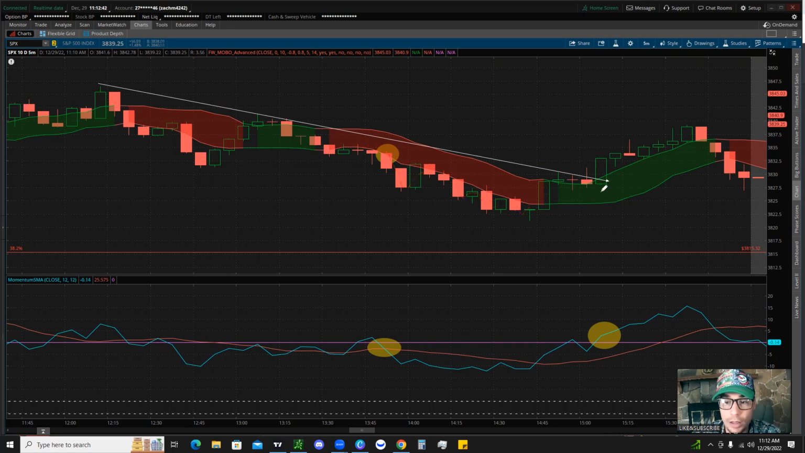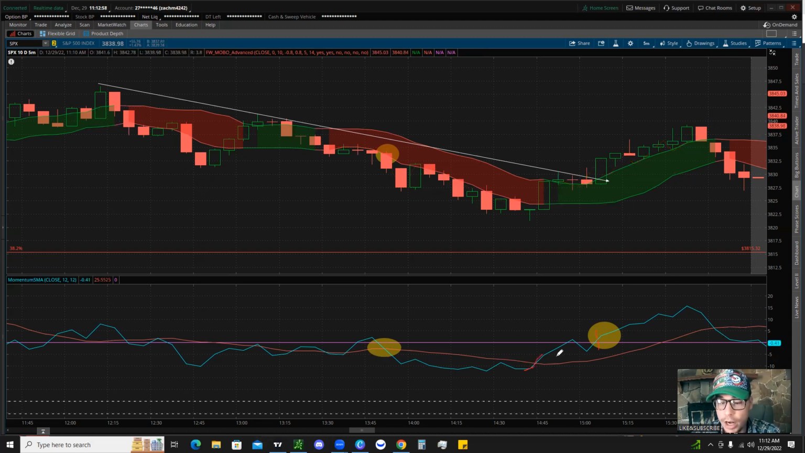Now, it works the same way on the other side. Notice how when we're green here, we're holding the green bands here, the green clouds, as support. So just as on the red side, when we're using them as resistance, now they're acting as support on the green side. Okay. So the next trade that I actually took was right here.